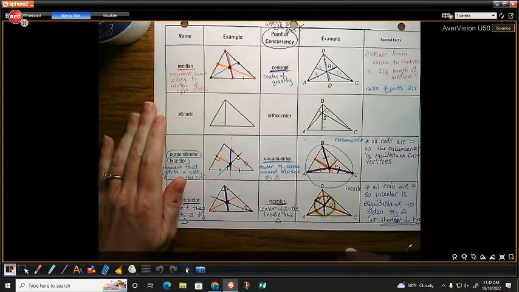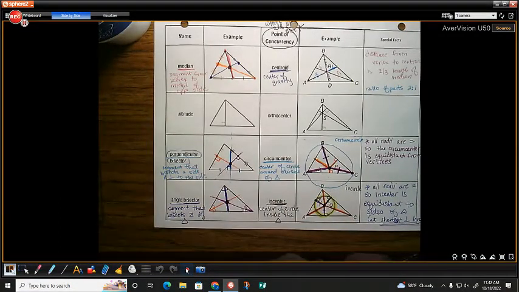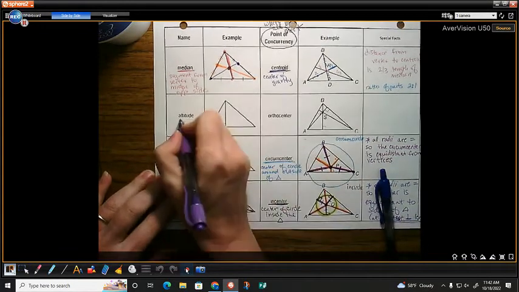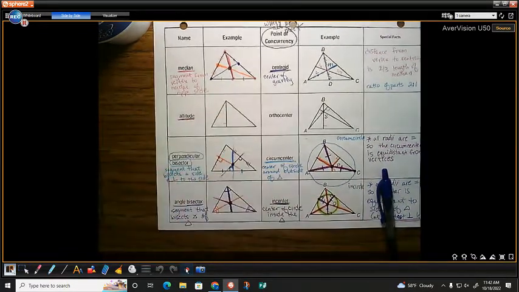Our last special segment that you can draw in a triangle is called an altitude. Now wait a minute, that sounds like a geography word. Those of y'all who are in geography, what's altitude? The height. It's like elevation. It's like the height. Okay, so I need a volunteer.